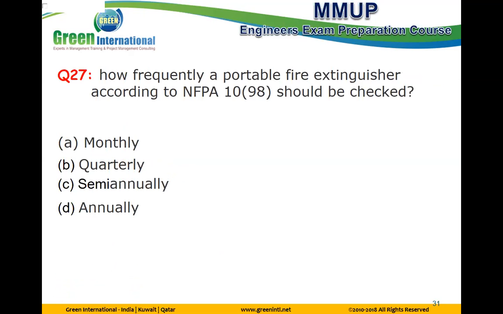How frequently should a portable fire extinguisher, according to NFPA 10, be checked? Quarterly. Without debate for these questions, you can check your car. You have a portable fire extinguisher in your car? Yeah, yearly. Annually, for the renewal.